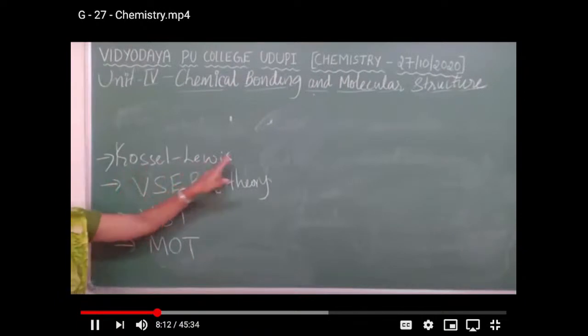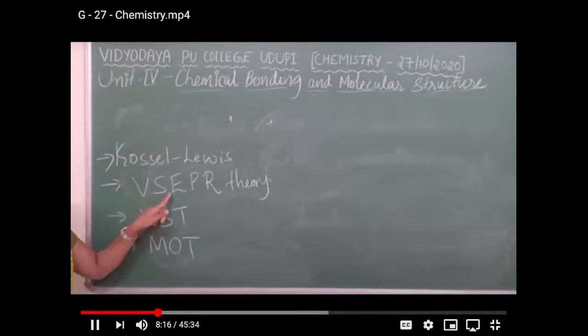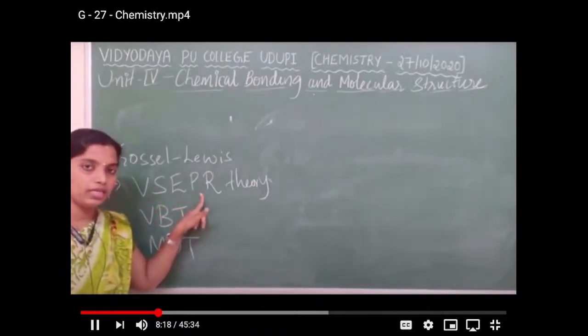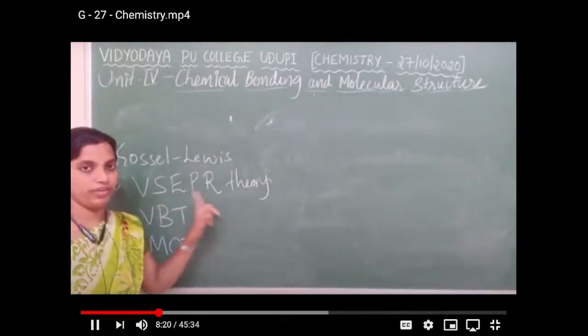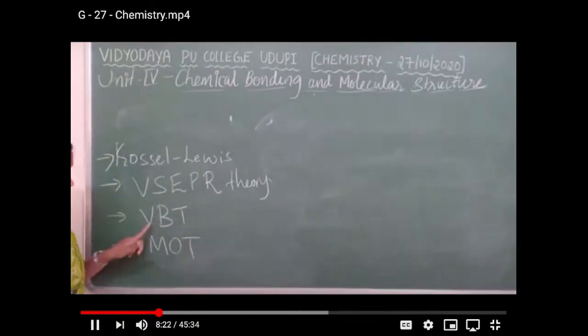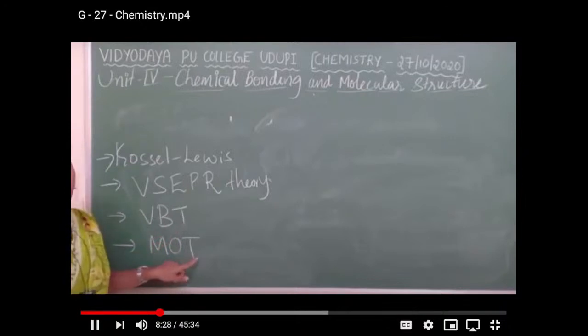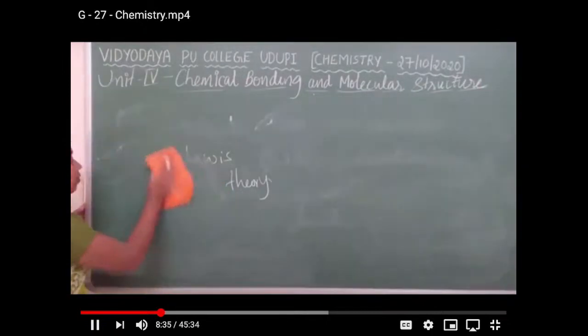First is the Lewis approach. Next, valence shell electron pair repulsion theory, VSEPR theory. Next is VBT, valence bond theory. Next is MOT, molecular orbital theory. So we will study one by one.